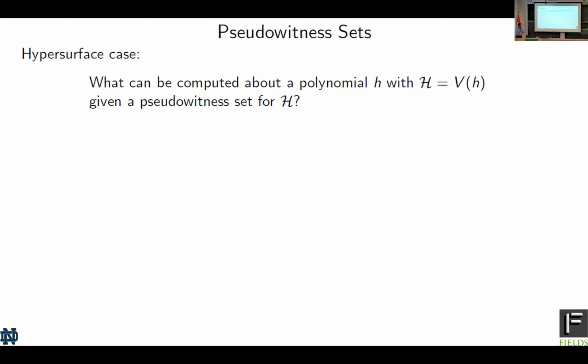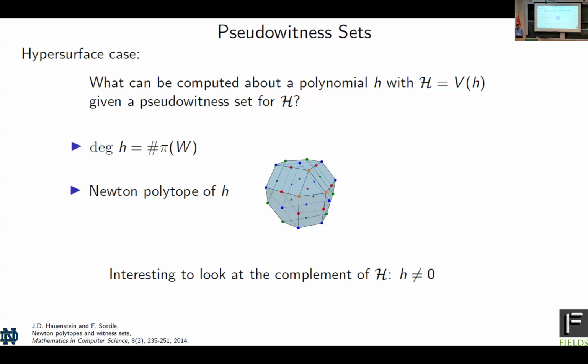Okay, so now let's talk more about what the goal is for the rest of this week with the numerical algebraic geometry group, or at least part of it: let's focus on just the hypersurface case. So in the hypersurface case, I have a single defining polynomial that's unique up to scale. What can I say about that polynomial given this pseudo witness set information? Okay, what we already know is its degree. Its degree is the number of these intersection points. So we already know its degree.